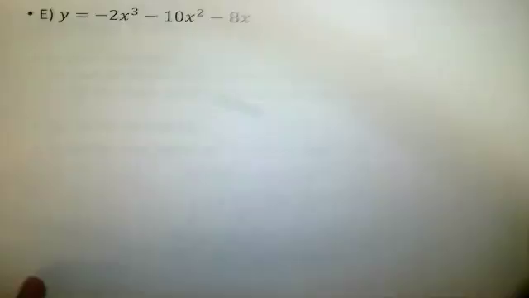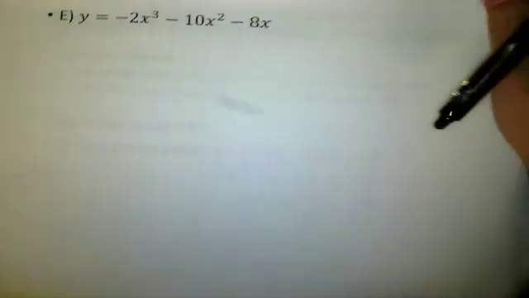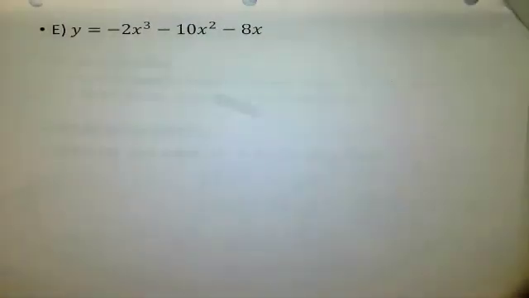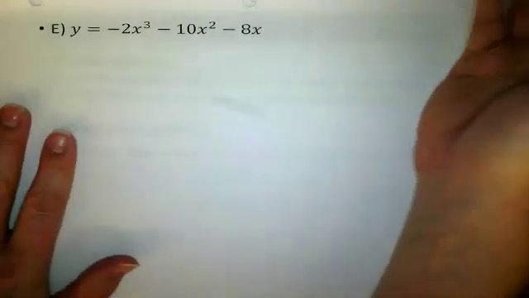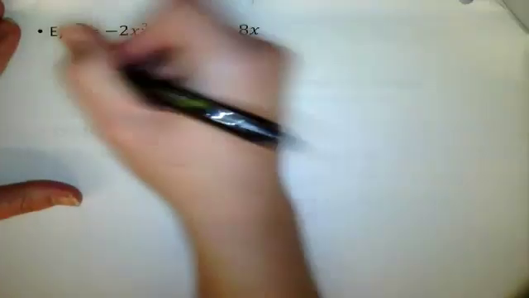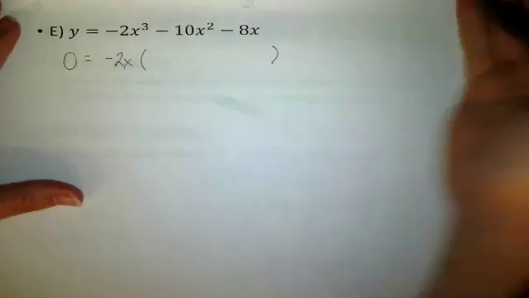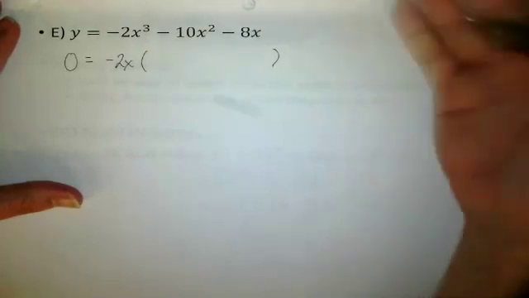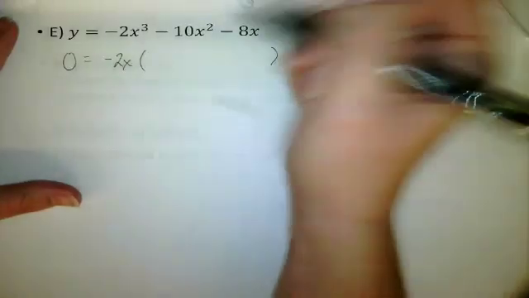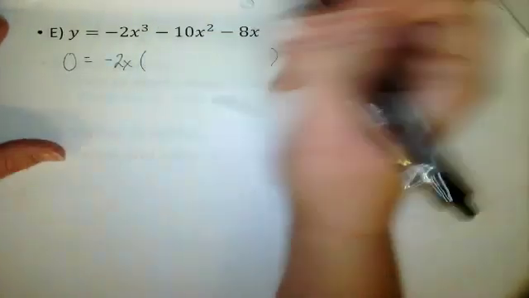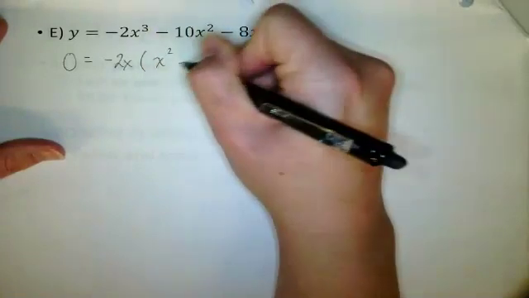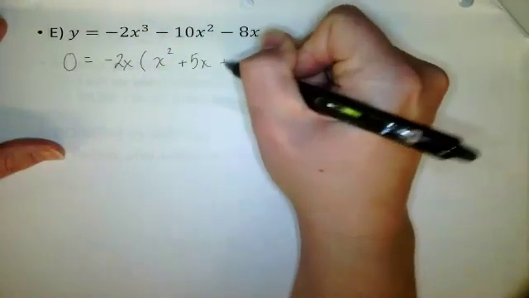All right, last one. Here we go. Y equals negative 2x cubed minus 10x squared minus 8x. GCF negative 2x. Very good. Negative 2x is the GCF. That leaves behind what? X squared plus 5x plus 4. Very good.